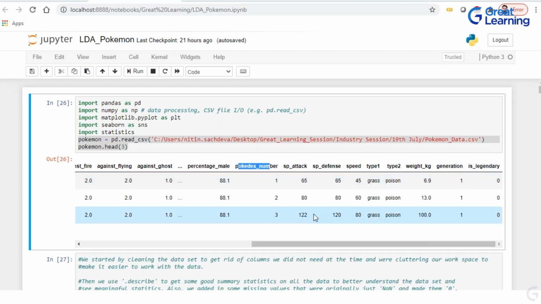Some of the variables are missing here. I'll just show them in the Excel. The weight, the generation out of the 7 generations we were talking about, and a classification variable to say whether it's a legendary or a non-legendary Pokemon.